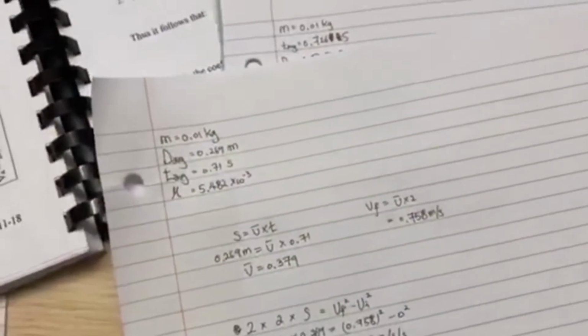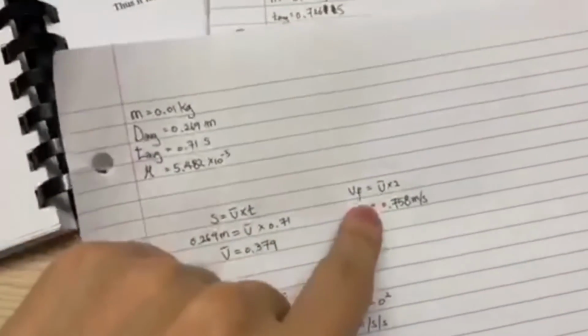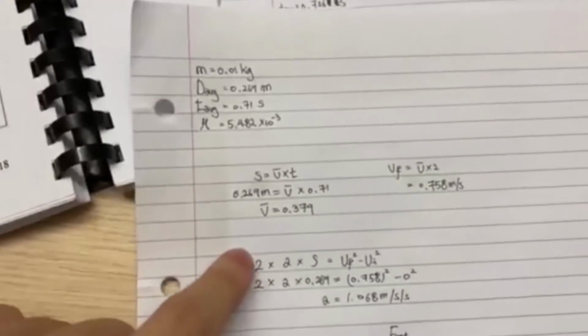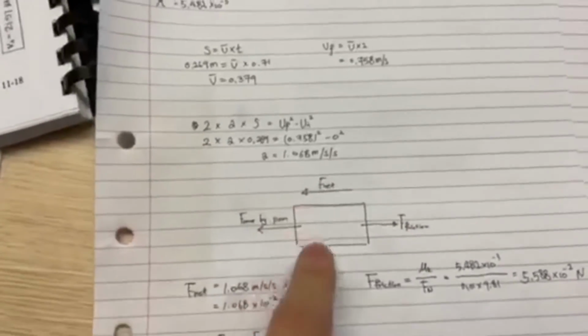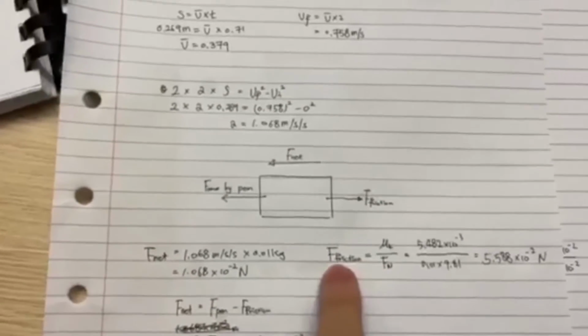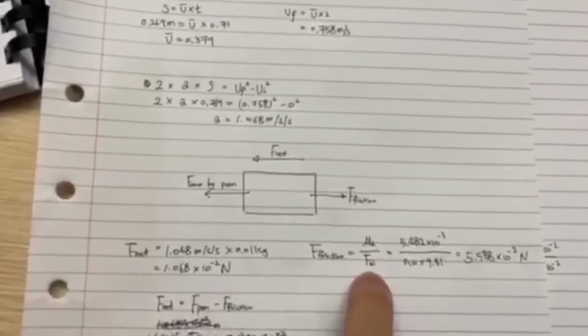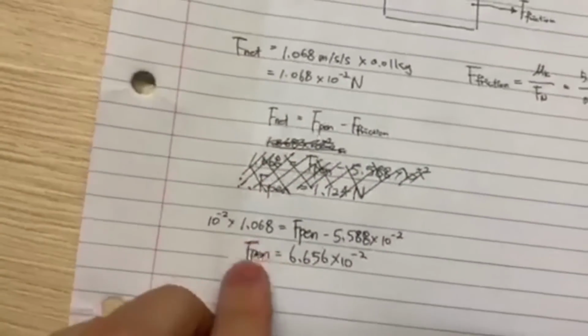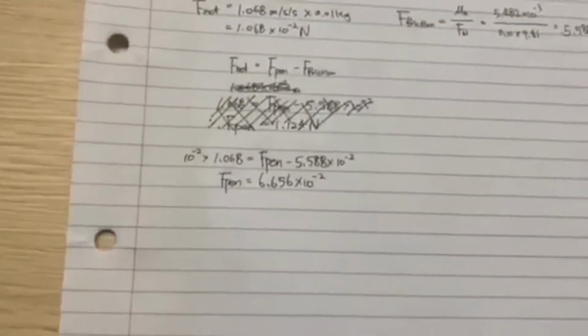This is the process of finding the force by the pen. These are the things that I know, and I can find the final velocity by using this equation, and using this equation I can find the acceleration. And from this diagram, I can find the net force, and I can find the friction force too by using the friction coefficient and normal force. Therefore, I can find the force by the pen, and this force by the pen is, oh my god, I forgot to write Newton. Yep, this is the force by the pen.